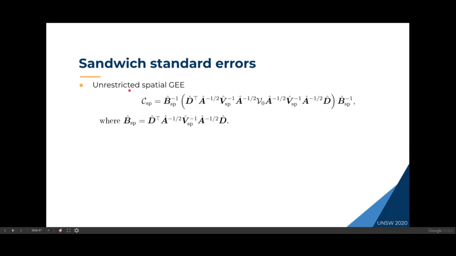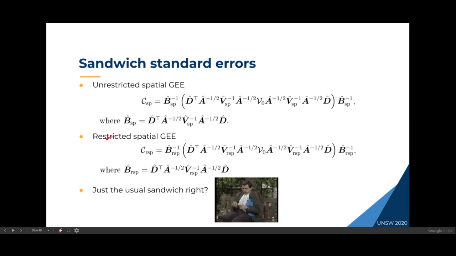In terms of standard errors for GEEs, probably the most common approach, at least the most classic textbook approach, is to use the sandwich covariance matrix. For the unrestricted spatial GEE, for instance, the sandwich matrix looks like this. You have the bread matrix, you have the meat, and then you have the bread inverse again. The only interesting or tricky bit is the V naught. V naught is basically the true marginal covariance of the response, and in practice you need some estimate of this. Again, I'm not going to talk about how you estimate it; it's more that in practice you obviously need some estimate. But in general, this is the classic sandwich covariance form that you get for the unrestricted spatial GEE.